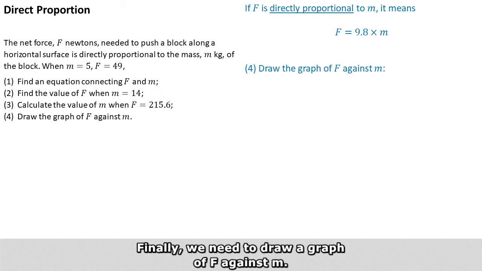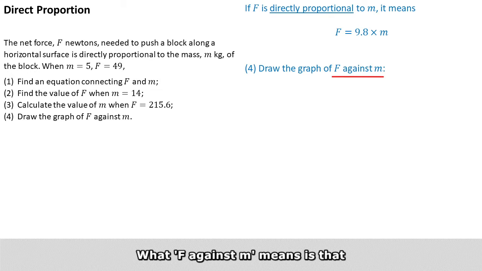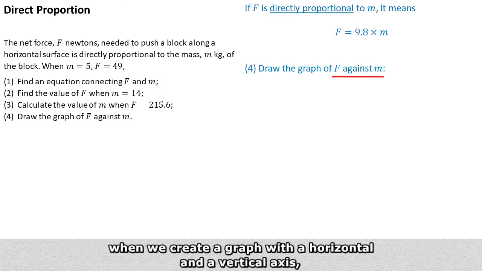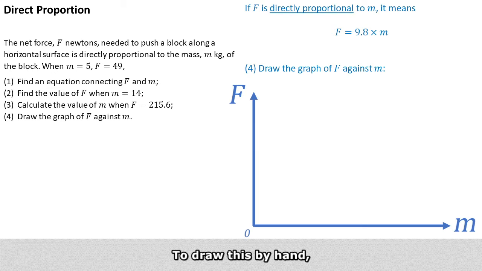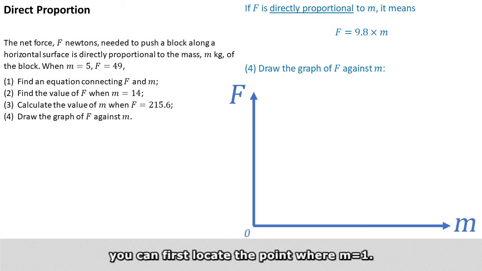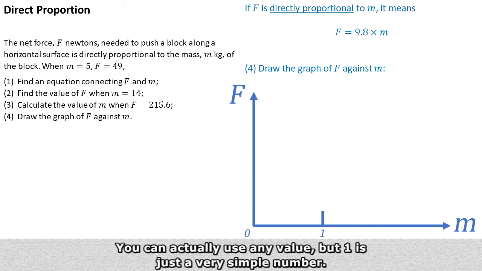And finally, we need to draw a graph of f against m. What f against m means is that when we create a graph with a horizontal and a vertical axis, the vertical axis will represent f, and the horizontal axis will represent m. To draw this by hand, you can first locate the point where m equals 1. You can actually use any value, but 1 is just a really simple number.